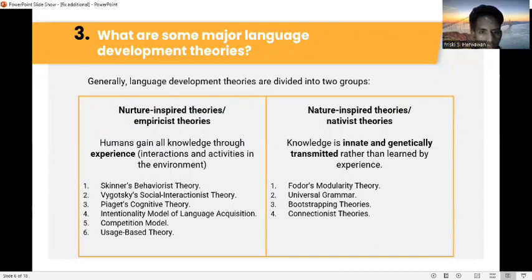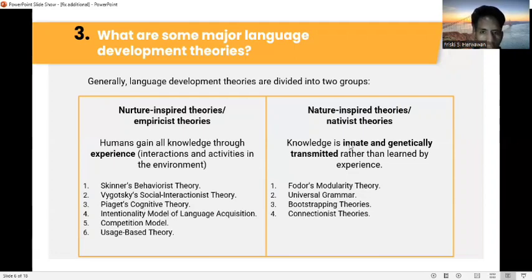Usually, language development theories are divided into two groups. The first group is nurture-inspired theories, also called empiricist theories. And the second group is nature-inspired theories, also called nativist theories. In nurture-inspired theories, they believe that humans gain all knowledge through experience, such as interactions with others and activities in the environment. And these are examples of nurture-inspired theories: Skinner's behaviorist theory, Vygotsky's social interactionist theory, Piaget's cognitive theory, and others.